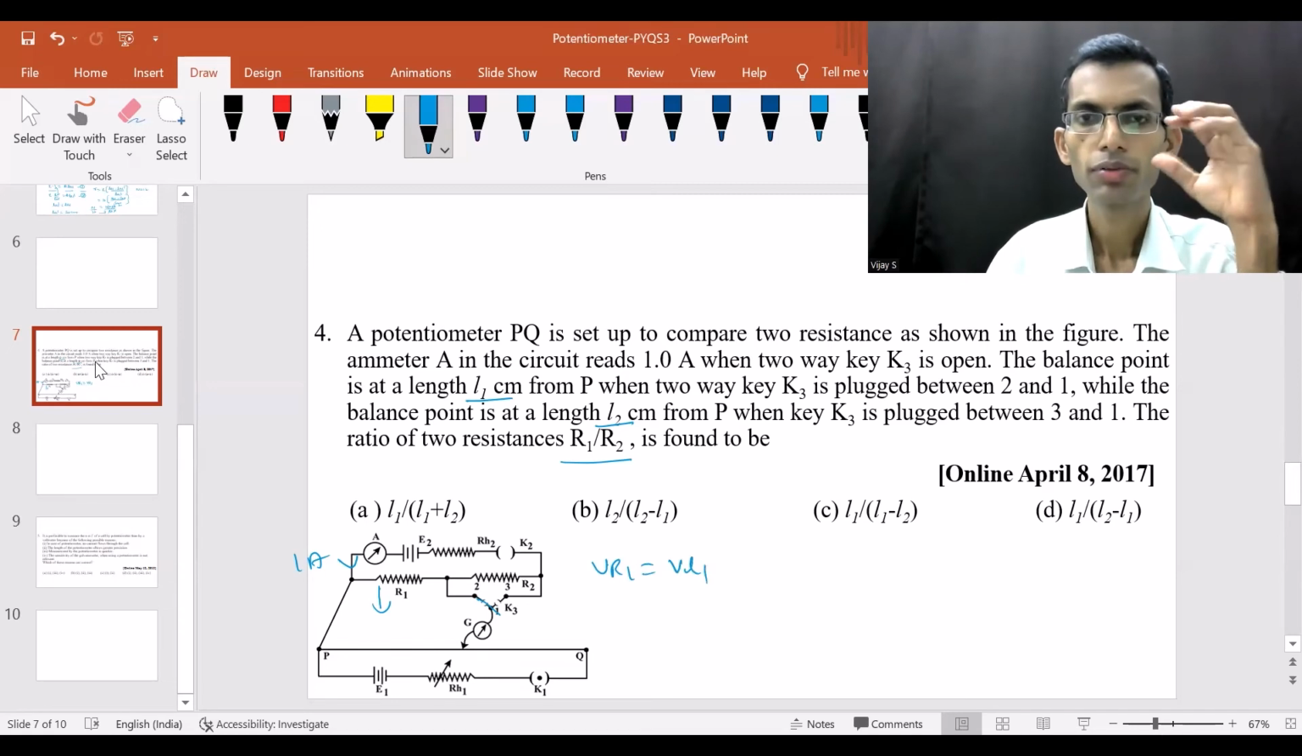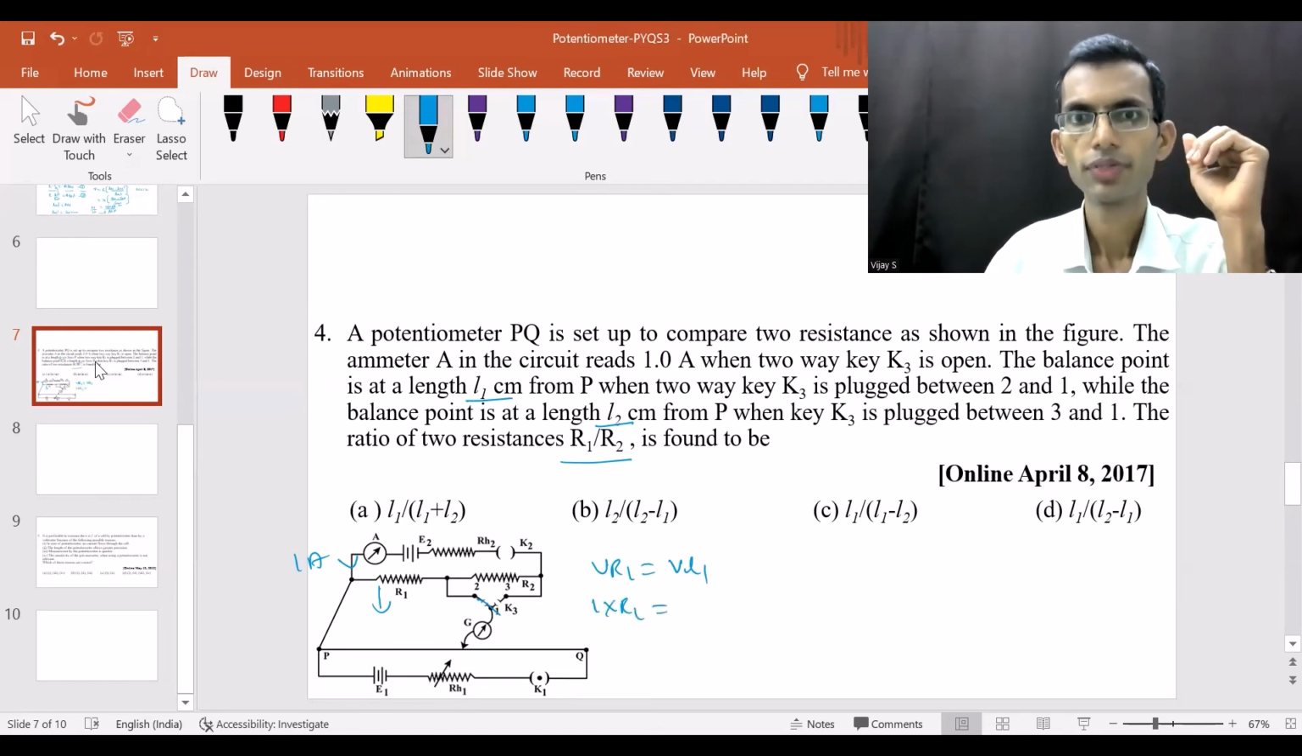Right. What is VR1 from Ohm's law? Which is nothing but IR. I is 1 ampere. So 1 into R1. VL1 is how much? So this is A into L1. Right. So L1 is balance length for this case.